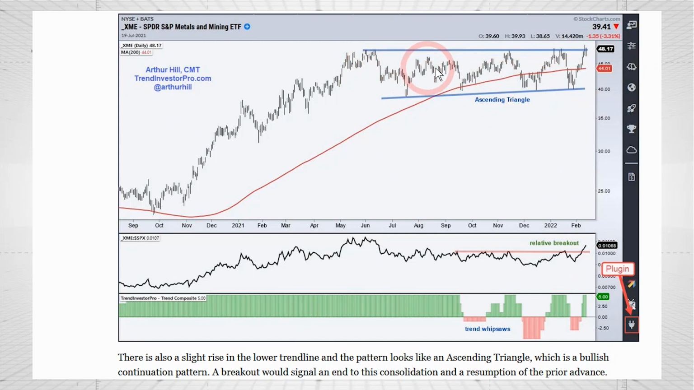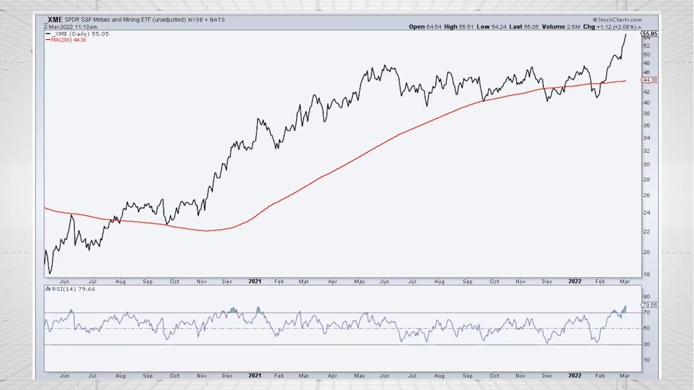And there it is. It's in this big consolidation, and it was challenging resistance. I think it had just closed above, and it was poised to break out. And you can see the relative breakout there. And the trend did whipsaw. And the reason it whipsawed, this is the trend composite indicator, by the way, is because we were in a trading range. We weren't trending. And so if we go back to the chart here, we can see it was just a massive consolidation. And now we have broken out and we're accelerating after the breakout. We had a little bit of a dip, but look at that acceleration after the breakout.